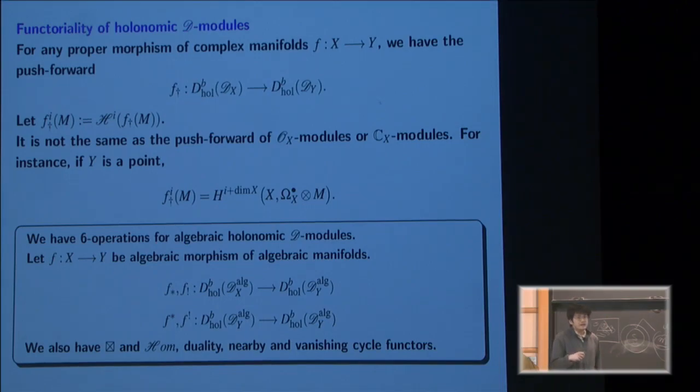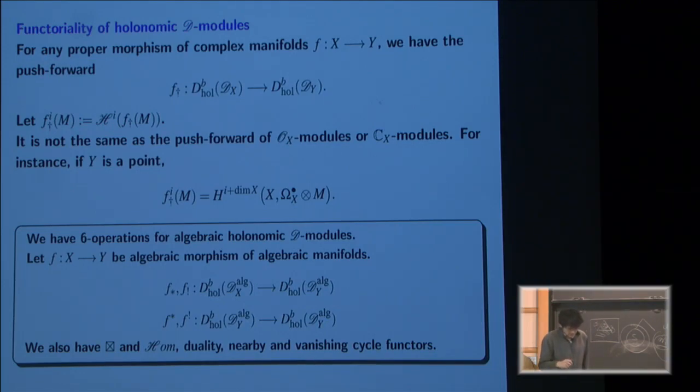Then we have many useful functors for holonomic D-modules. For instance, if we are given a proper morphism of complex manifolds, say f from X to Y, then we have the push-forward functor induced by f from the derived category of cohomologically holonomic complexes of D-modules on X to the derived category of cohomologically holonomic complexes of D-modules on Y. And let f_i dagger M denote the i-th cohomology object of the push-forward of M by f.